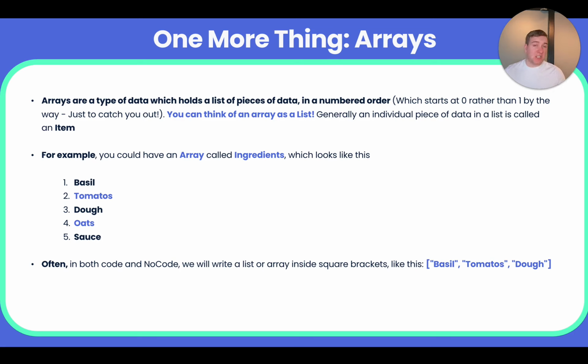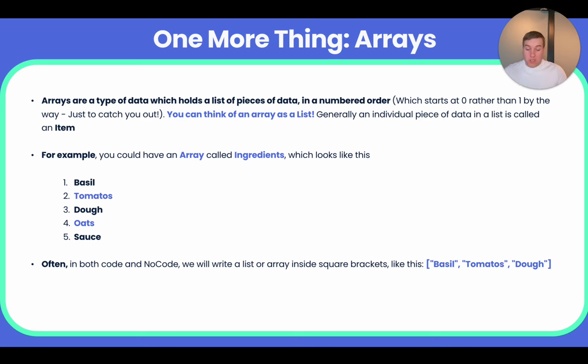But an array is a different type of data, and it's essentially a list. And the important thing about this list is everything is in it in a numbered order. And by the way, that order starts at 0 rather than 1. So you can think of it as just a list of things.